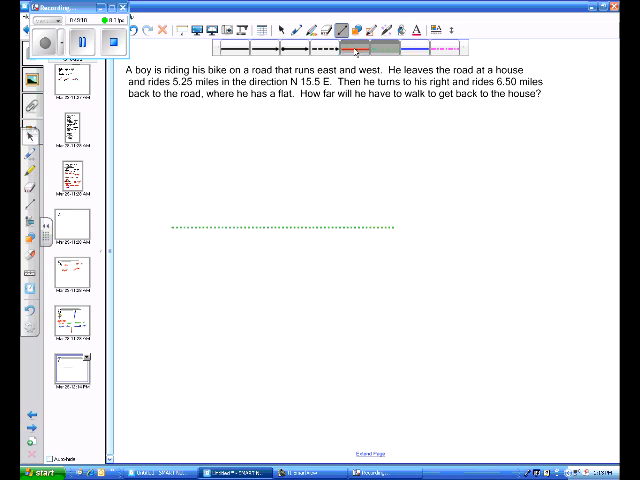Okay, there's a road that runs east and west. There's the road. The boy's riding along, and he decides at a house to leave the road and to go from the north. Okay, from the north, he's going 15.5 degrees toward the east. And he rides for 5.25 miles.